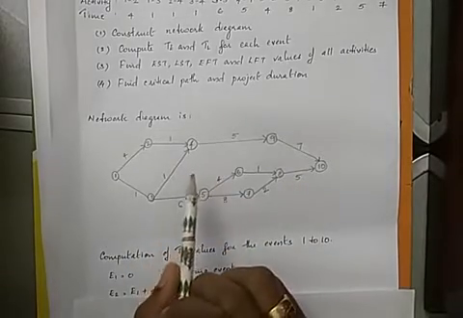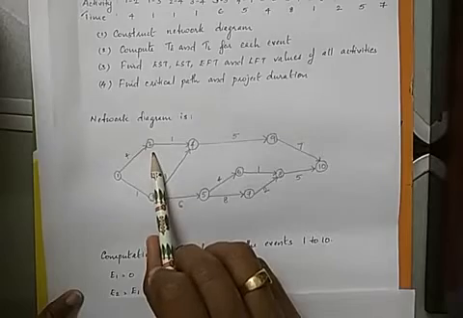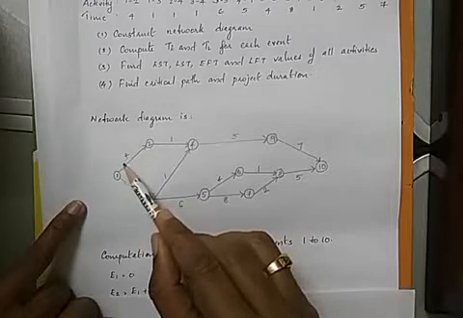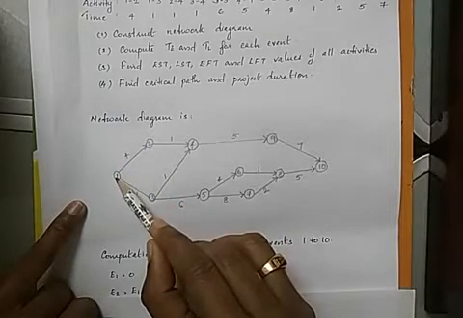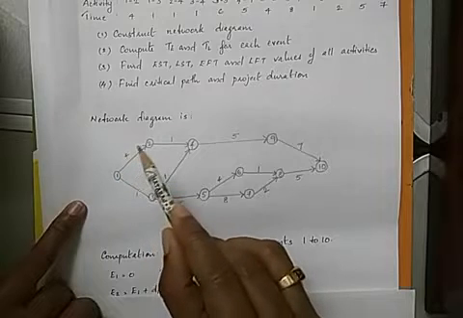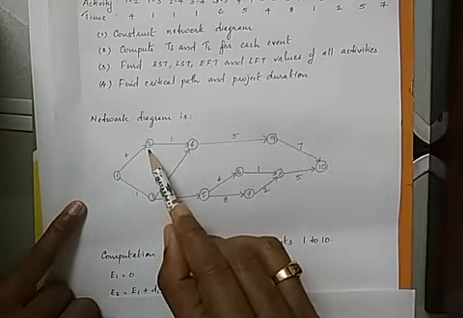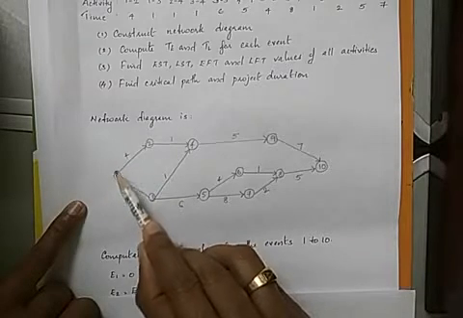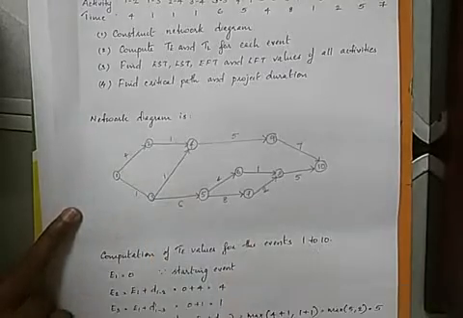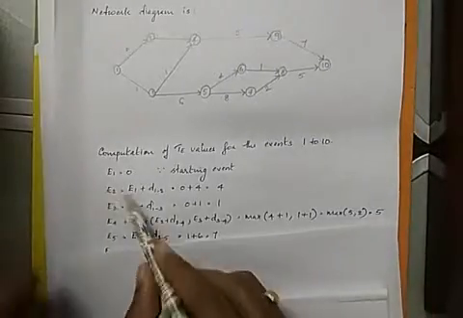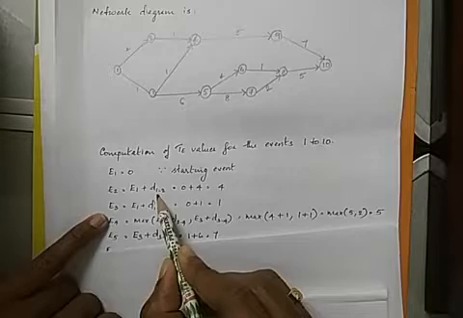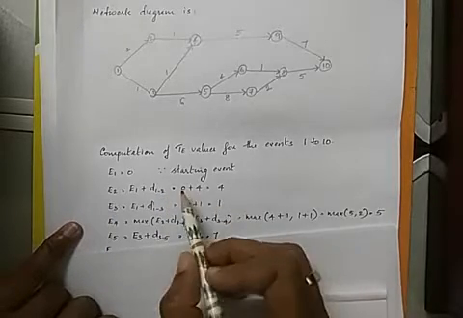Now to find the earliest event for the event 2, just look at the network diagram. You can see that we have reached the event 2 from the event 1, right? So the earliest timing for event 2, E2, will be equal to the earliest event time for 1 plus the duration of the activity. That is, E2 is equal to E1 plus the duration of the activity D12. I'll write it once more.